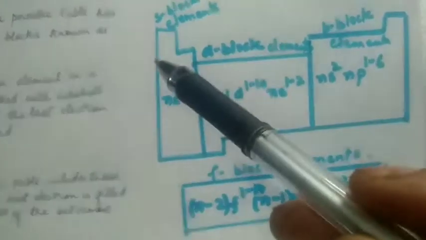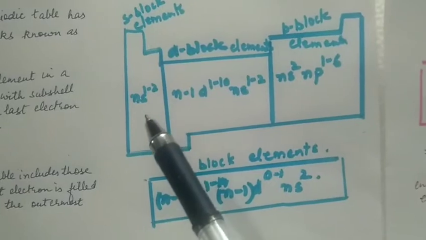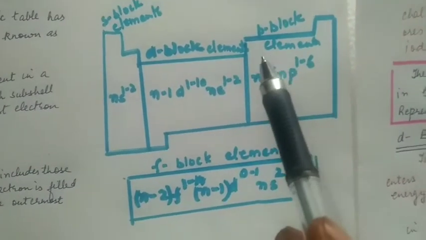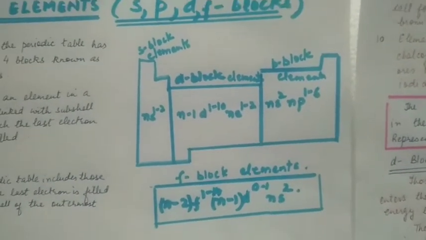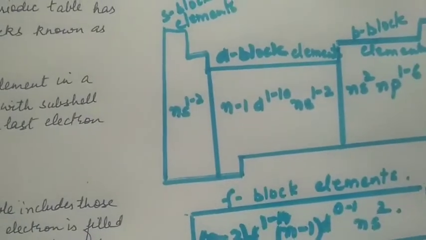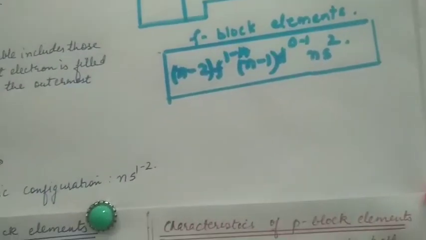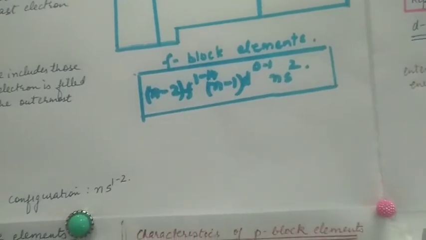Groups 1 and 2 are the S block elements because the last electron in these elements enters the S subshell. Similarly, groups 13 to 18 are P block elements because the last electron enters the P subshell. Groups 3 to 12 comprise the D block elements, where the last electron enters the D subshell. The bottom 2 series are called the F block elements because the last electron enters the F subshell.